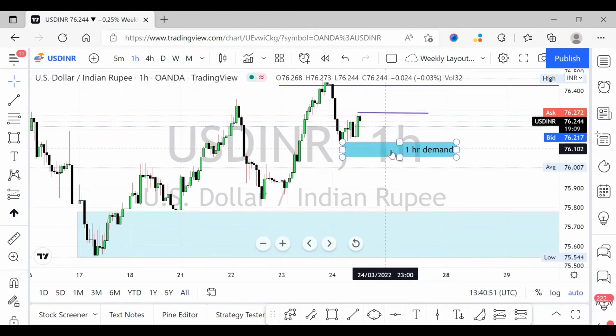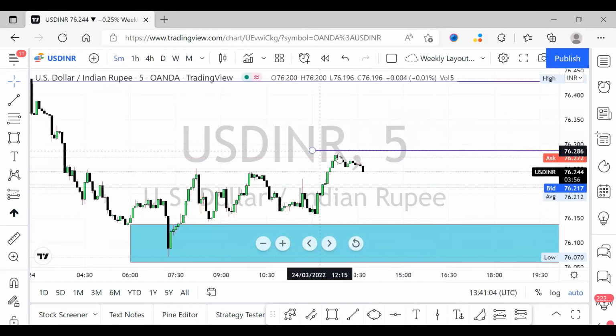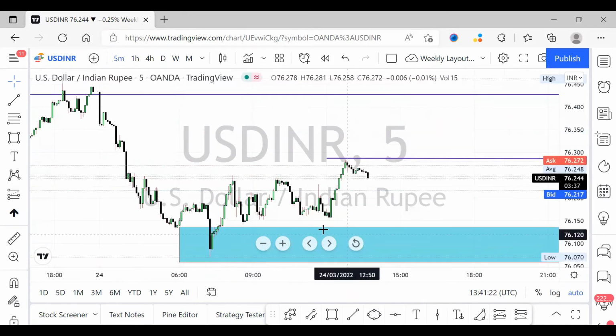So we have our small mini 1 hour demand zone. We also have our temporary supply zone at the top. Because it hasn't gone above here, we go into the 5-minute time frame. On the 5-minute time frame, we now look for areas of market structure for that area. Look at if the market is changing, look at how price is reacting, and look at where the price is. Is the price anywhere near our initial zone? If it is, wait for a reaction, then buy at the bottom and sell at the top.